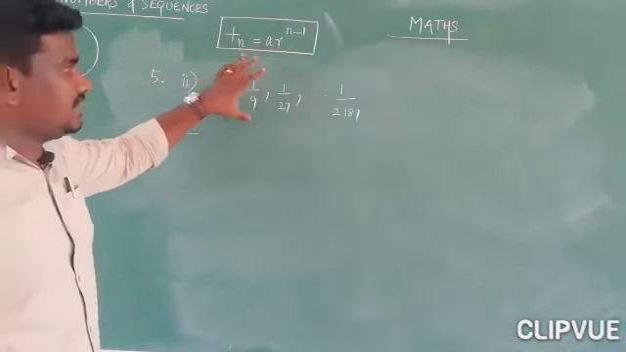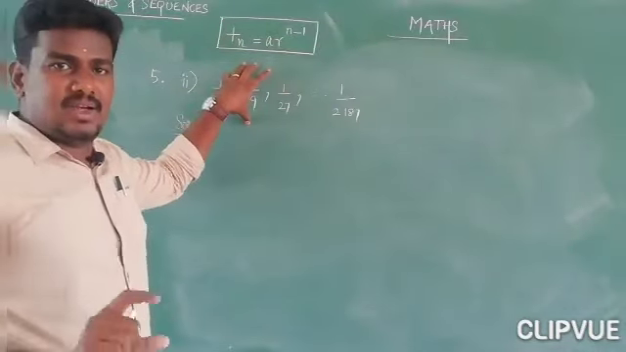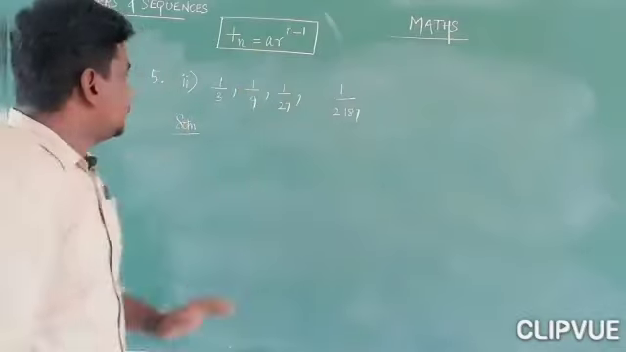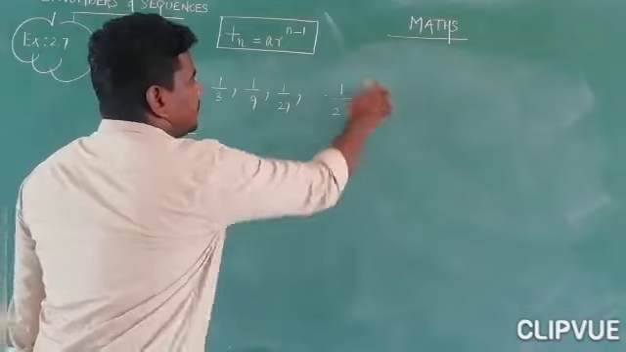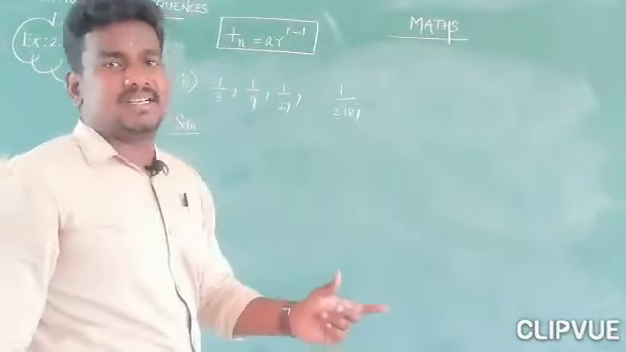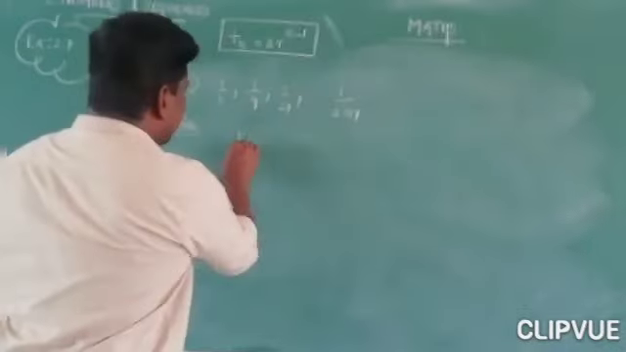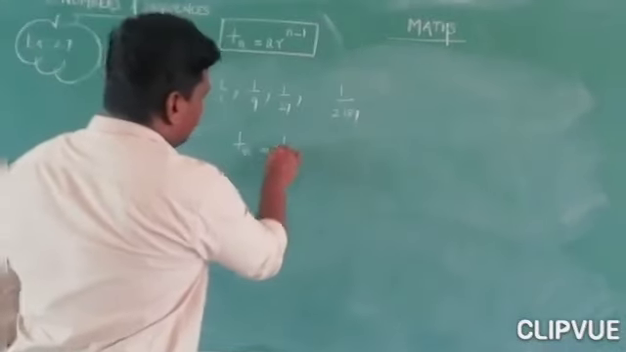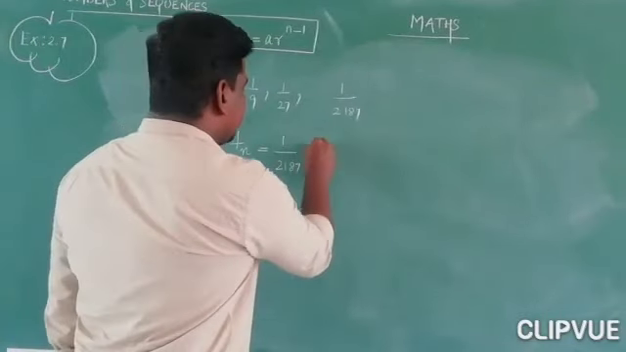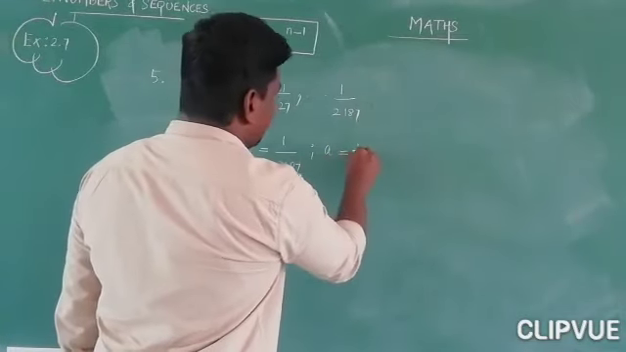Question number 5, second subdivision. The first subdivision you have learnt. I hope you all understand. The same concept we are going to apply here. This is the last term, it means the nth term of the GP. They are asking to find how many terms it contains. So Tn is equal to 1 by 2187, and the first term of the GP, a, is equal to 1 by 3.